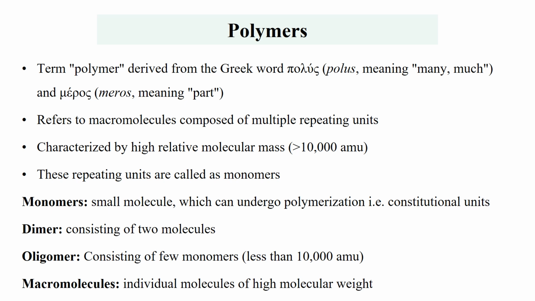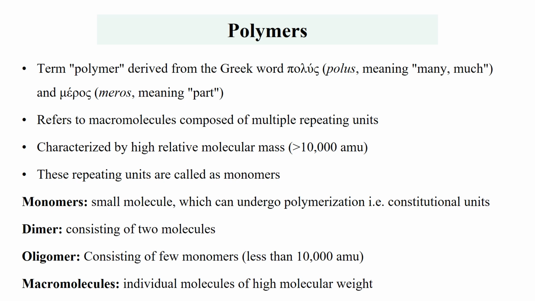Here we will see some definitions. What are monomers? Monomers are the small molecules which can undergo polymerization. That is, these are the constitutional units of polymers. A dimer: when two monomers join, a dimer is formed.